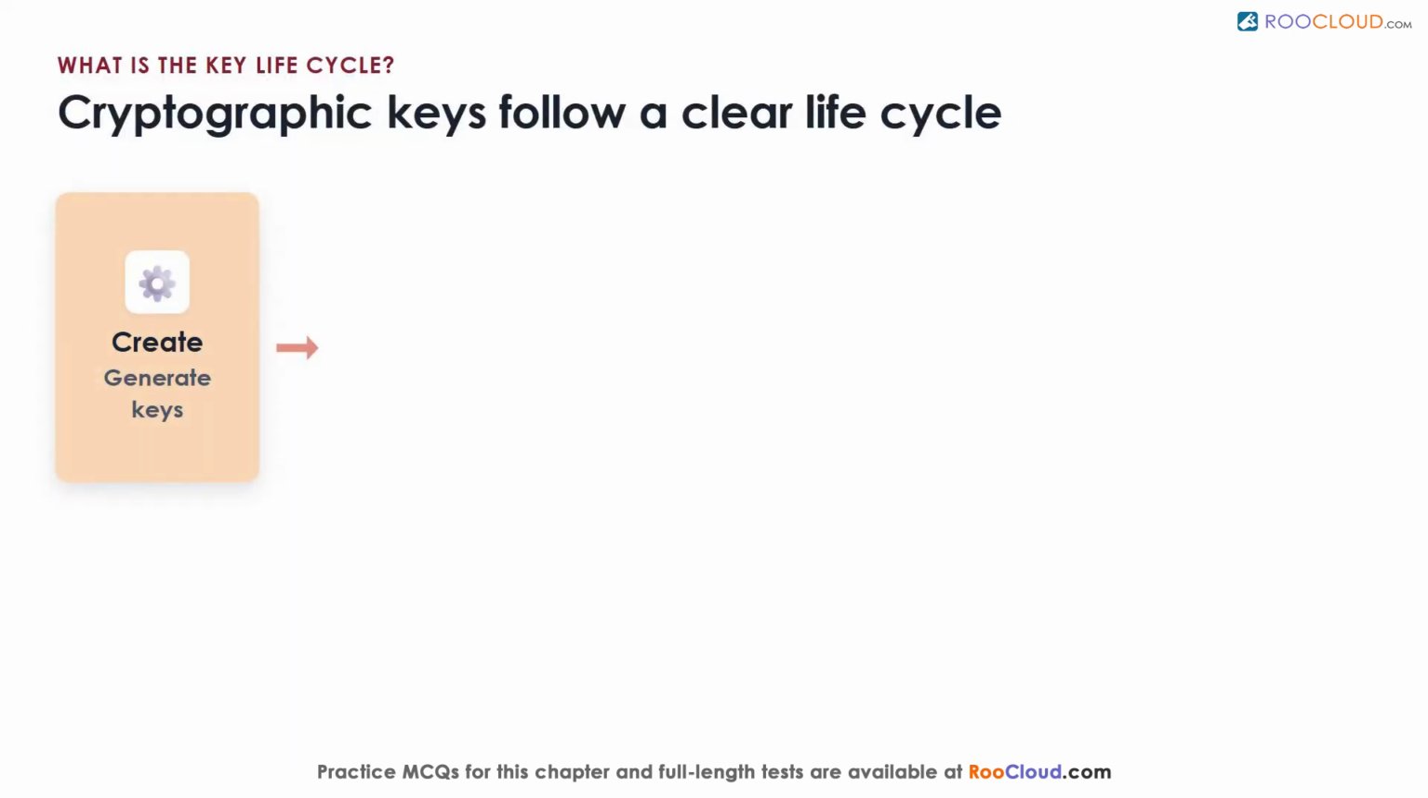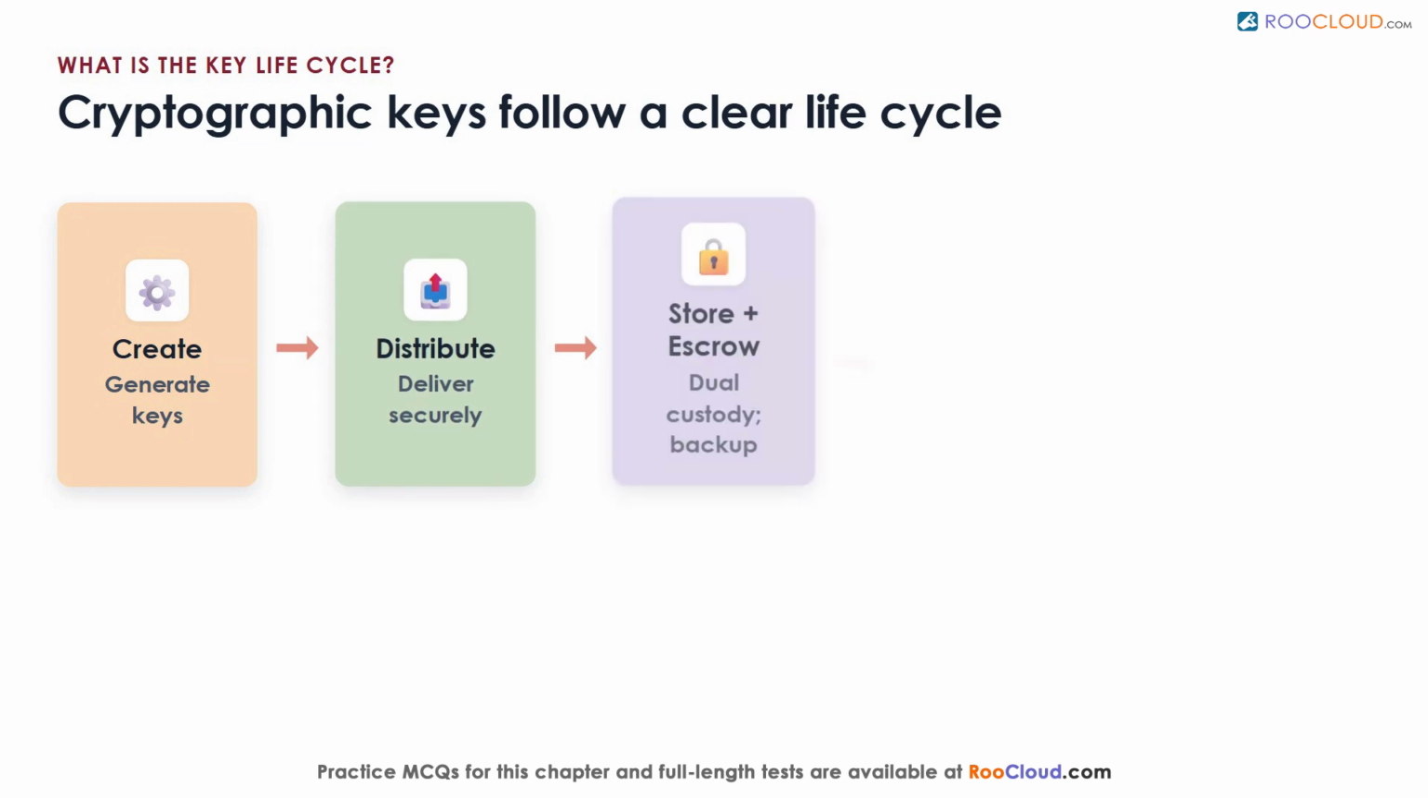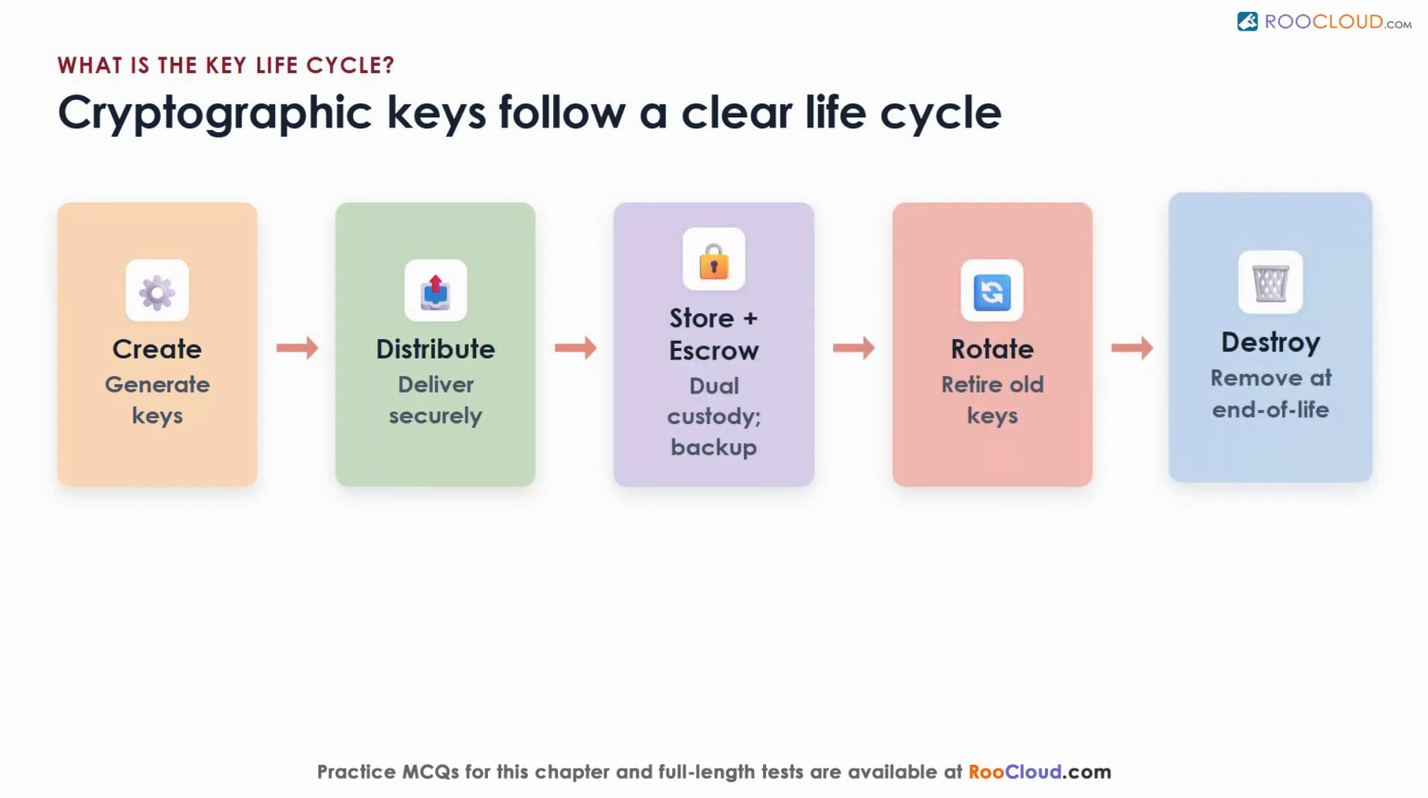How are cryptographic keys managed? Through a clear life cycle. Creation generates the keys. Distribution delivers them securely. Storage keeps them protected, sometimes under dual custody. Some keys are placed in escrow, held safely for later recovery. Rotation retires old keys and brings in new ones. Recovery and backup guard against a lost or broken key. And destruction removes a key at the end of its life.